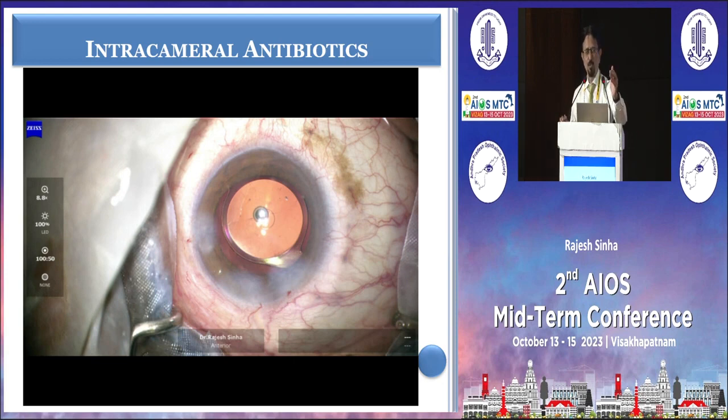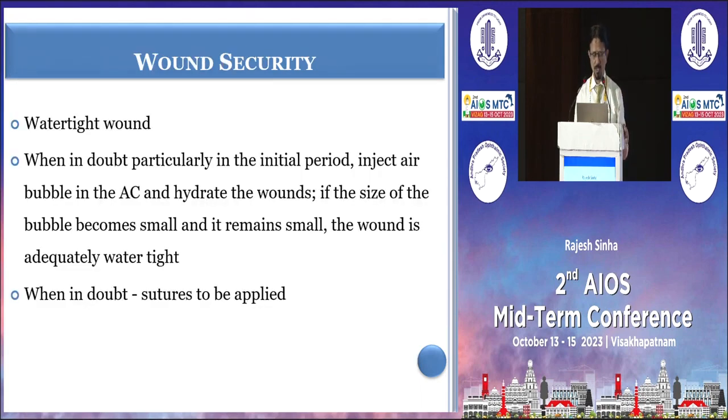Don't take your cannula too far inside to put moxifloxacin in the bag. Then the chamber will become very shallow, you'll have to hydrate again and form the chamber, and then the concentration of the moxifloxacin will reduce. There are many studies that have shown good outcomes with the use of intracameral moxifloxacin. And of course, wound security is another important thing to prevent endophthalmitis. If you feel that the wound is leaky, you should try to hydrate the wound.